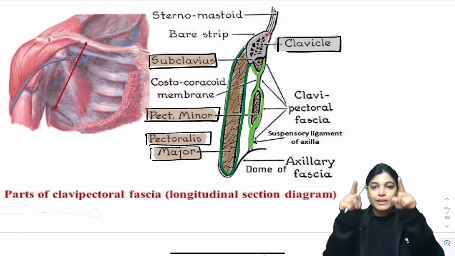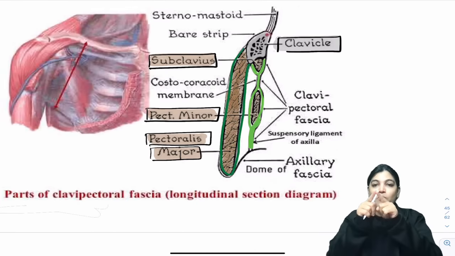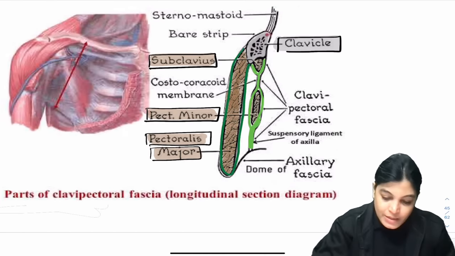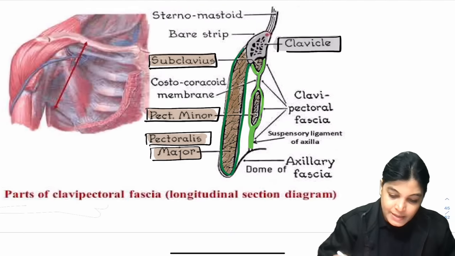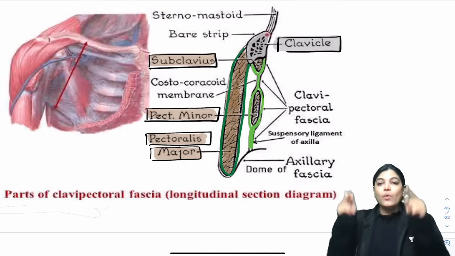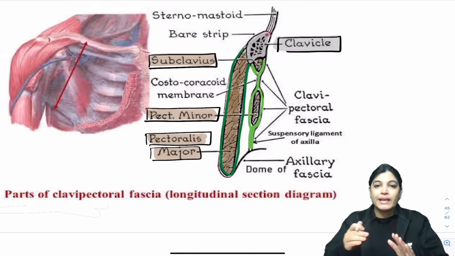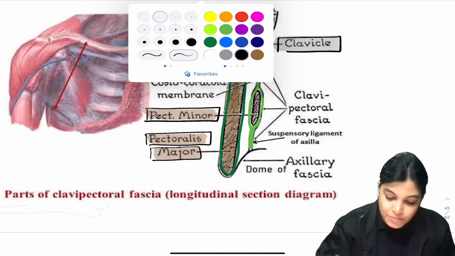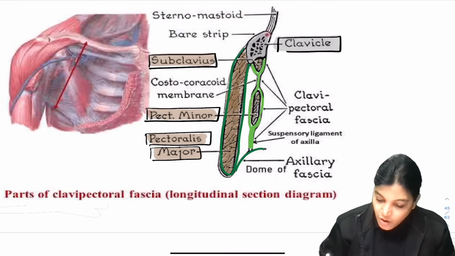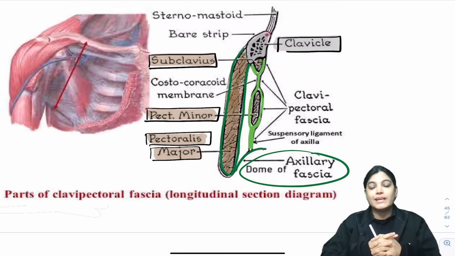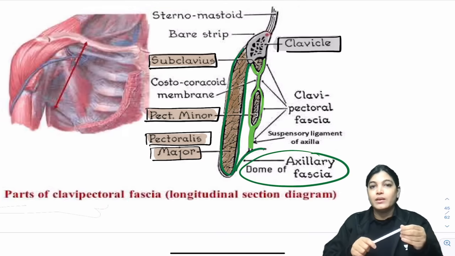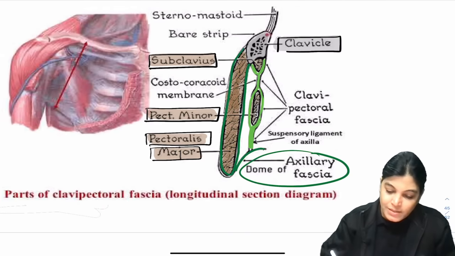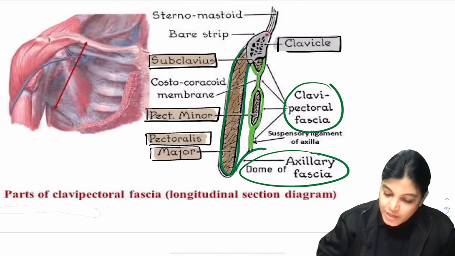Lower down, after enclosing the subclavius muscle, it joins to form one layer, and again lower down it is enclosing another muscle, the pectoralis minor muscle. Lower down, after enclosing the pectoralis minor muscle, it merges with the axillary fascia, or the dome of the axillary fascia. So this is the whole extent of the clavipectoral fascia in the longitudinal or vertical extent. That means it is enclosing two muscles.